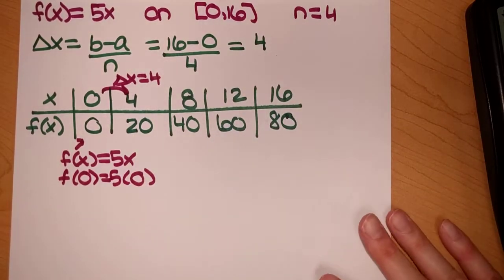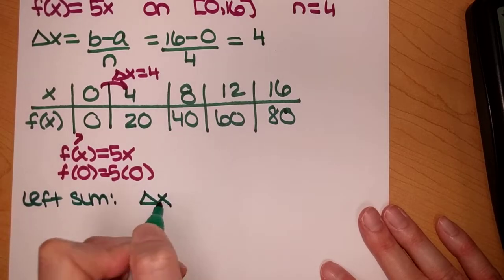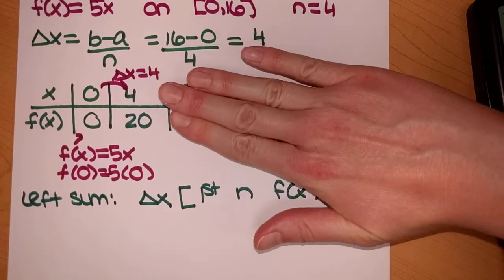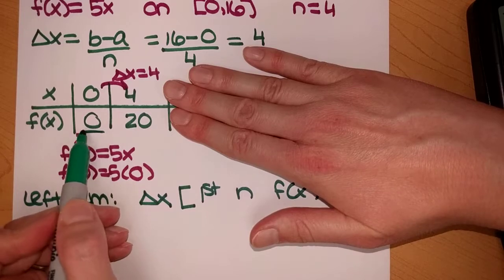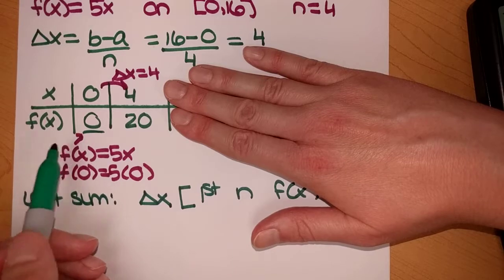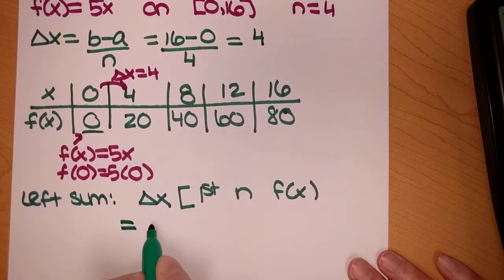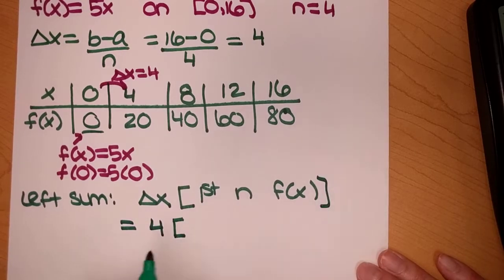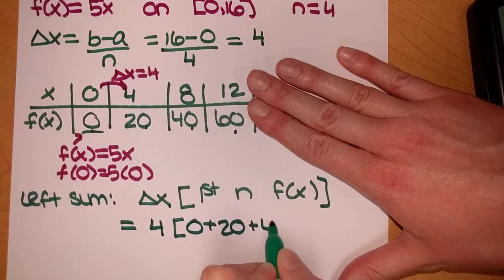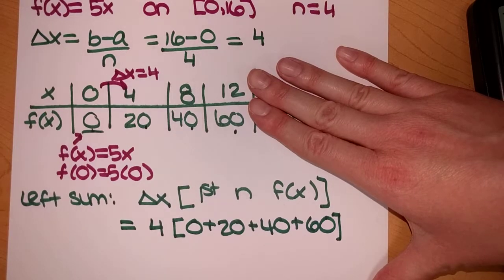All right, so now to find our left sum, what we are going to do is have delta x times the first n function values. Because again, if you look at the first interval, your first number is going to be your left endpoint. And that's going to be true for each of these intervals, the first number is going to be our left endpoint for each respective interval. So this will give us delta x is 4. And then we'll just sum up the first 4 function values. So 0 plus 20 plus 40 plus 60, and you could compute that number, or again on your test, you could just leave it at that.